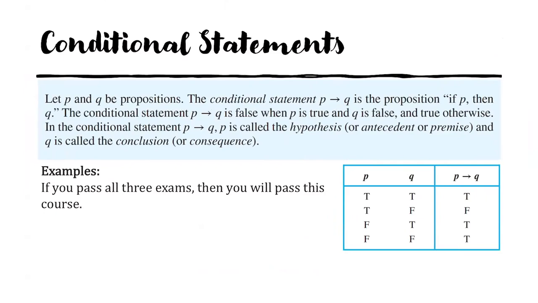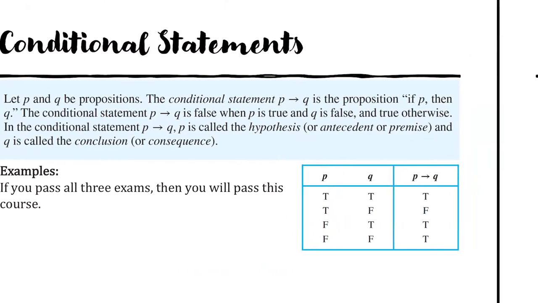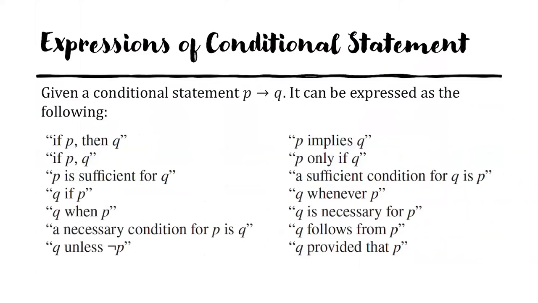Okay, so we just did this one. Now there are many other ways you can express the conditional statement. The common one is the if-then statement. Whenever you see the if-then statement, you know that's the conditional statement. Or you can have if P, Q. For example, if you pass all 3 exams, you will pass this course. So you don't need to have the then.